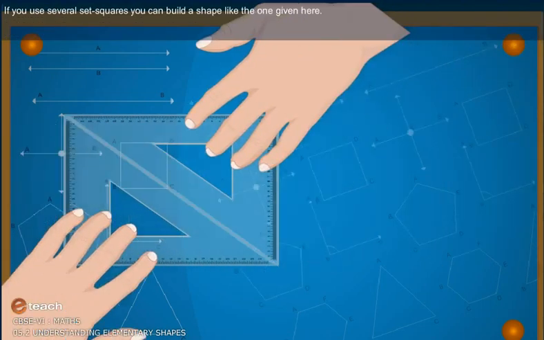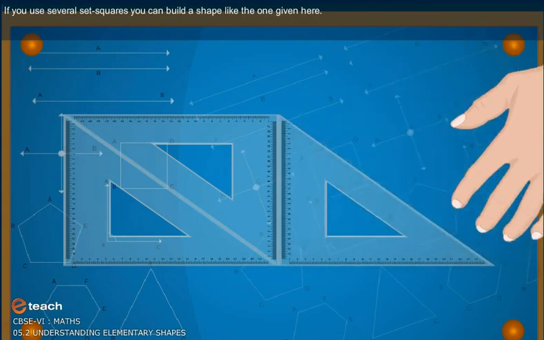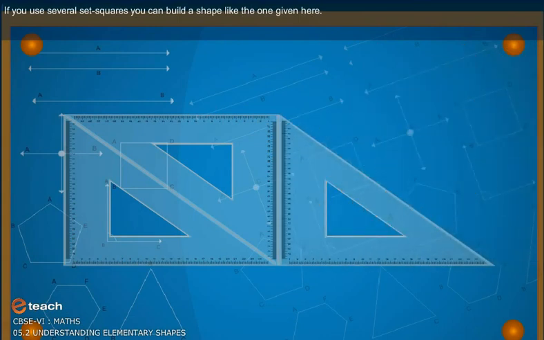If you use several set squares, you can build a shape like the one given here. Here is a quadrilateral in which two sides are parallel. It is a trapezium.